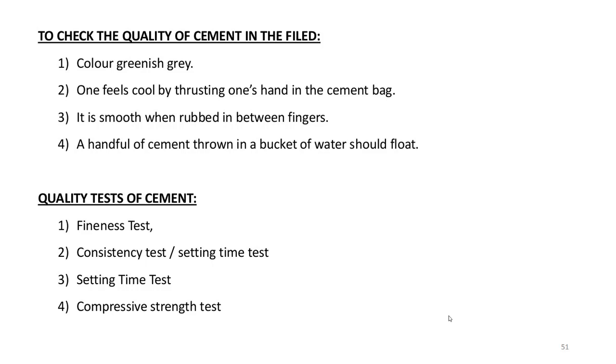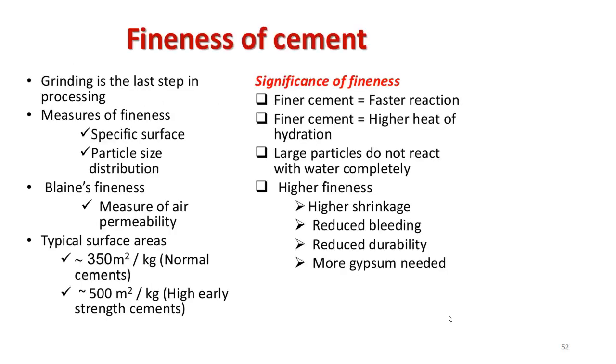So your second quality test is consistency and setting time. You can get the consistency of a cement by the Vicat apparatus. I have already explained the consistency and setting time. Thirdly, you can have the compressive strength of a cement. You can have the tensile strength of a cement. These are the quality tests.